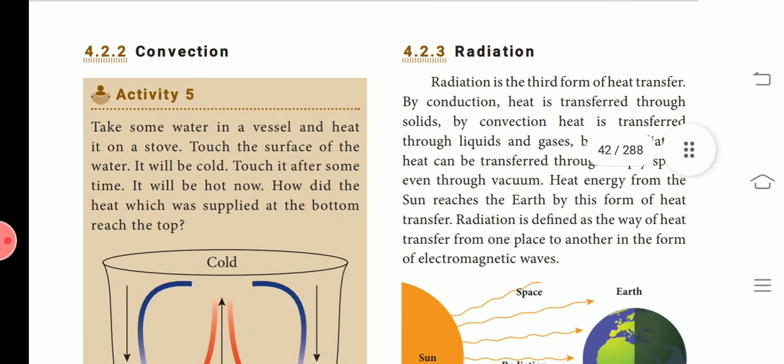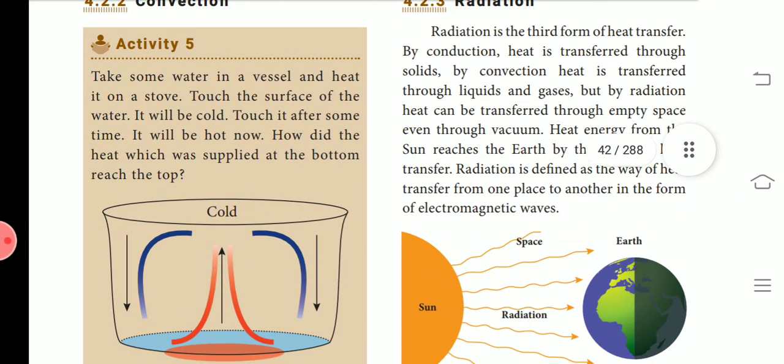And what is meant by radiation? Radiation is the third form of heat transfer. In case of conduction, heat is transferred in solids. In case of convection, heat is transferred in liquids and gases. But in case of radiation, heat can be transferred even in vacuum, that is nothing but empty space. For example, the earth receives radiation from the sun.